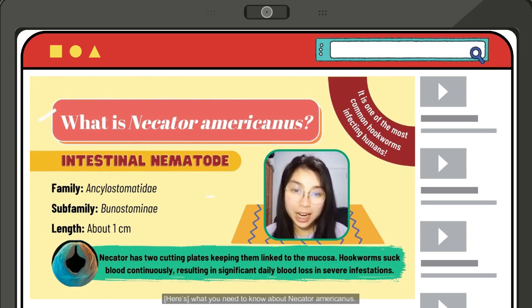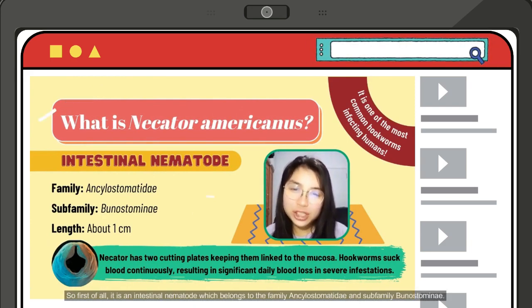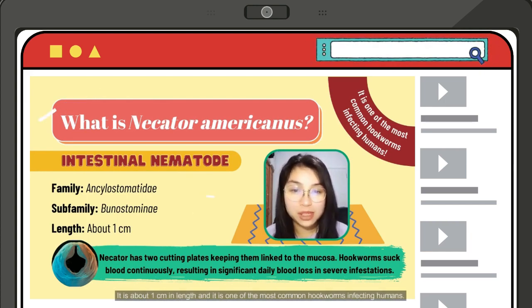You need to know about Necator americanus. So first of all, it is an intestinal nematode which belongs to the family Ancylostomidae and subfamily Bunostominae. It is about 1 centimeter in length and it is one of the most common hookworms infecting humans.